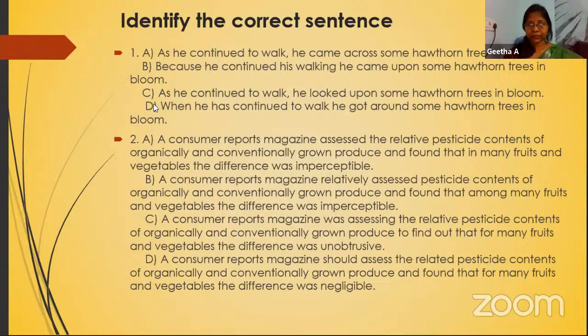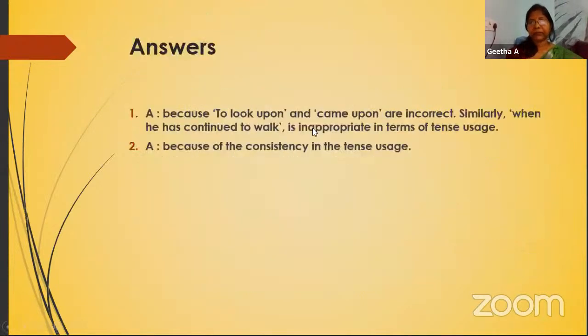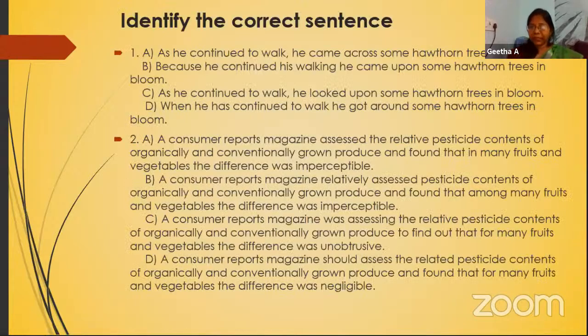Yes. So we will just see the answer and then we will try to understand. When you see the first one, to look upon and came upon are incorrect. When you see this one, A, B, C, D, as he continued to walk, he looked upon is there. So he looked upon will not come. You look upon someone only when you feel they are somewhere in a better place, right? Looking upon a hawthorn tree doesn't happen. And came upon also, because he continued his walking, also will not come.